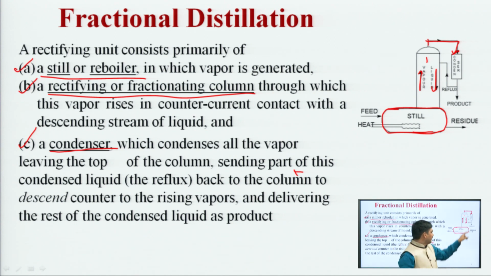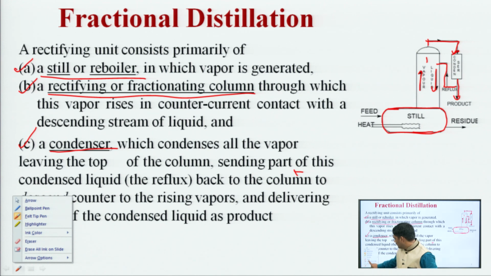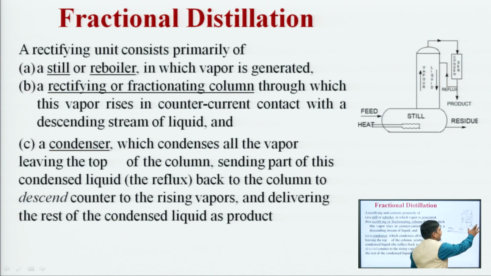And after condensing, some part of this liquid is refluxed back to the rectification unit and column to descend and counter the rising vapors, and the rest of the liquid is collected as a product from this position. So, these are the three different parts of a fractional distillation apparatus.